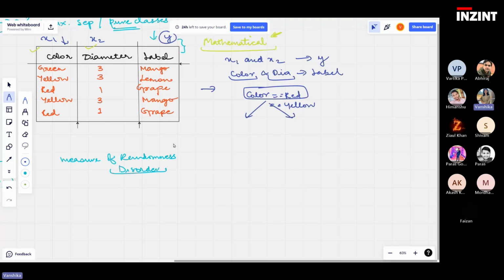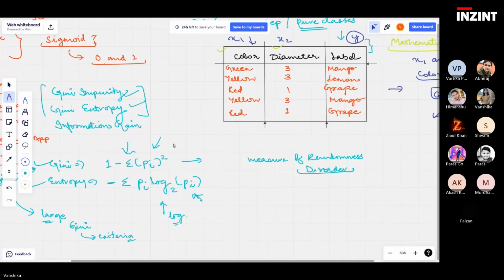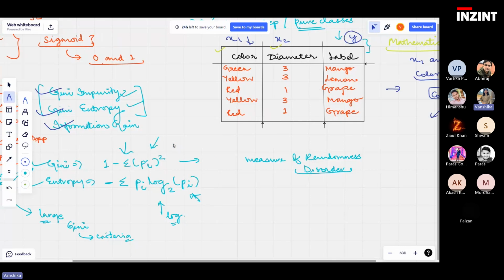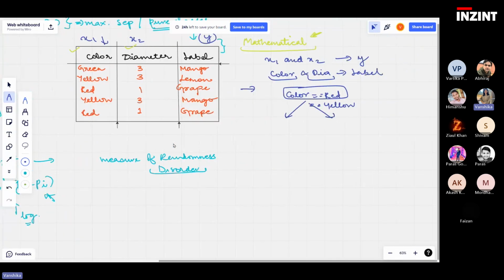So for that, we have these three quantities, Gini impurity, Gini entropy, and information gain, which are going to help us split the tree.